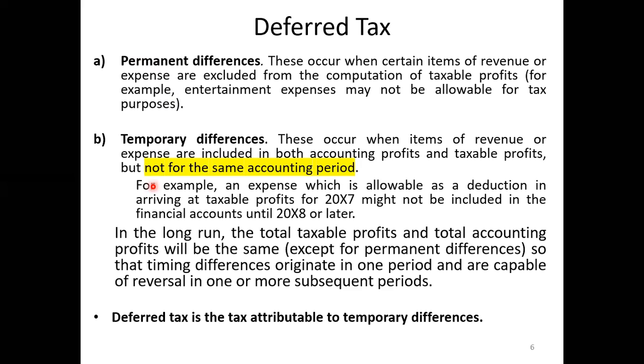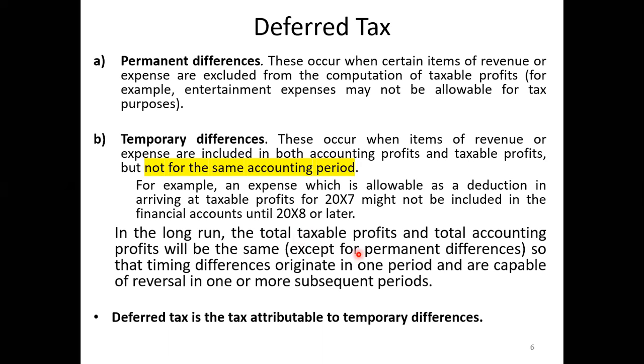Now we come to the temporary difference. The temporary difference is very important. The rest of the sections will be based on temporary differences. The temporary difference occurs when items of revenue or expense are included in both accounting profit and taxable profit. For example, depreciation is included in accounting profit as an expense, and when we calculate taxable profit we also include depreciation. But not for the same accounting period. The government says 10 years, but the company says 2 years.